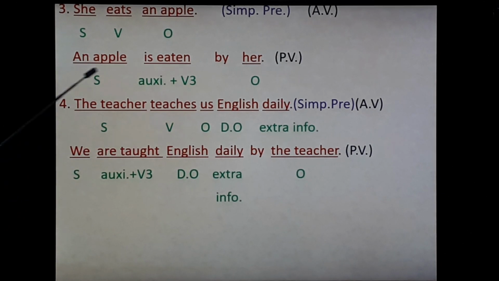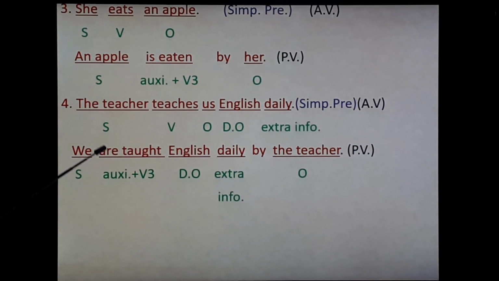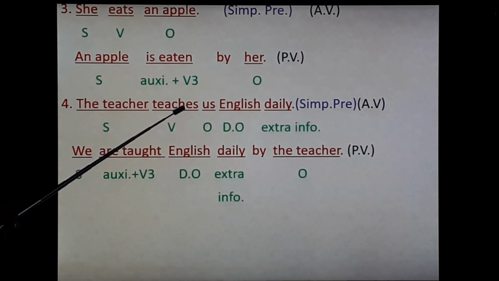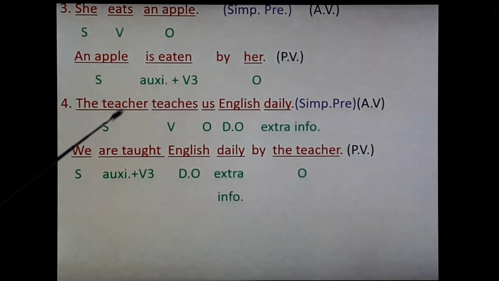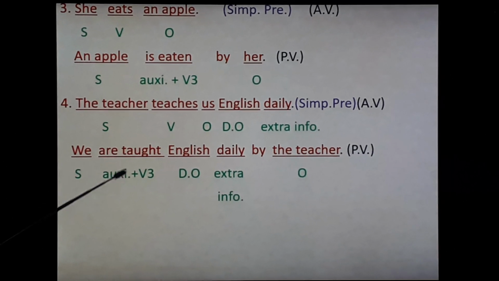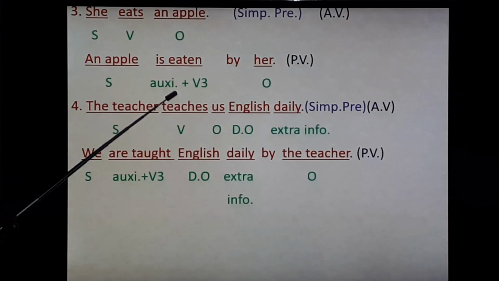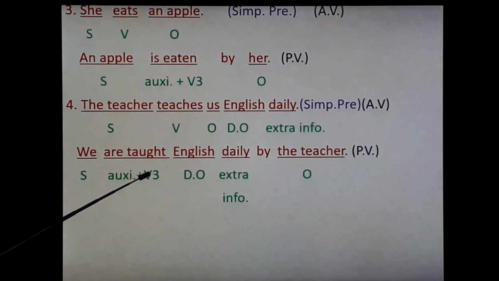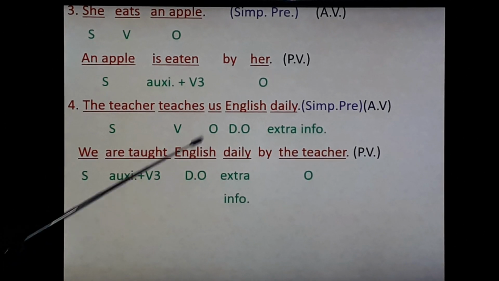So us becomes we in passive. We, then according to we you have to put appropriate auxiliary verb or helping verb. So this is the example of simple present tense. Teaches is given. So here what will you write? We are. That is auxiliary form. Then teaches. So what is the V3 form of teach? Taught. So that is why taught is given V3 form. Then you have to write English.